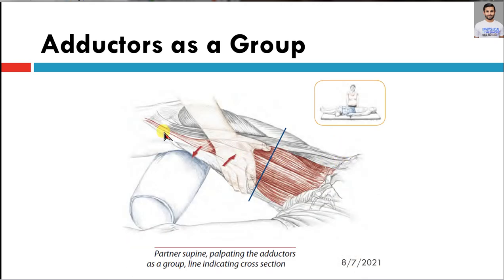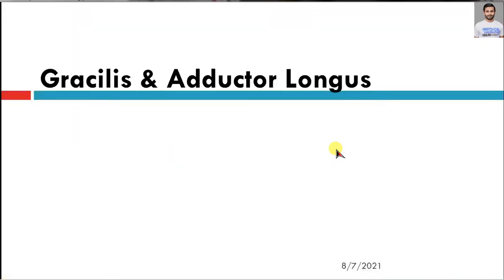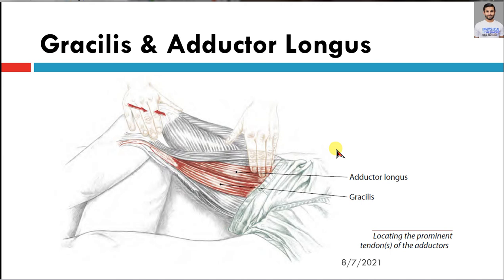So collectively, these adductors make most of the bulk in the superior medial part of the thigh, and you can perform an isometric contraction of the adductors by resisting the hip adduction, and you can feel the muscles tensing and then their tendons traveling all the way down. The gracilis is just medial and posterior to the adductor longus.